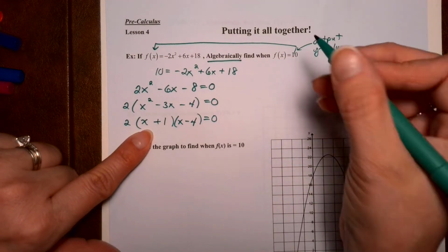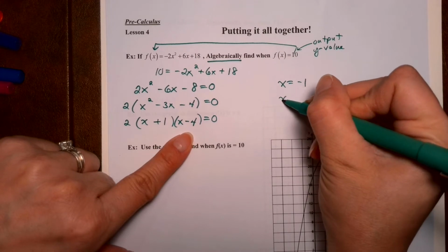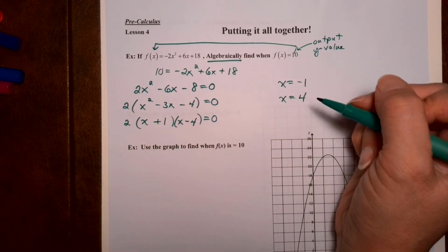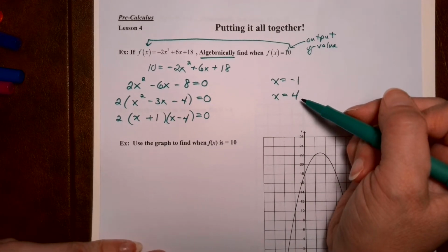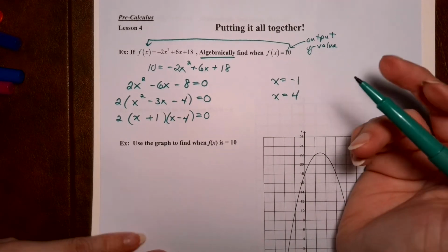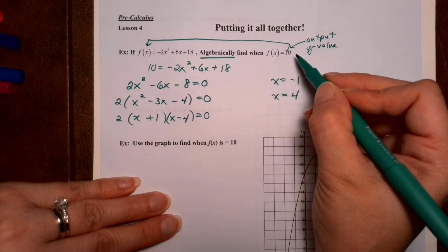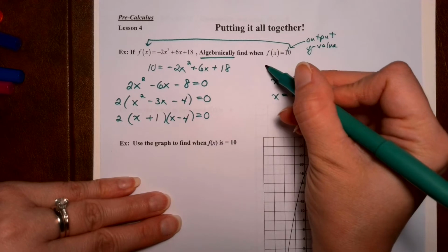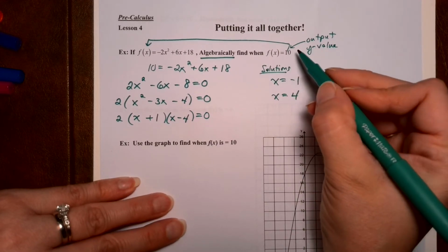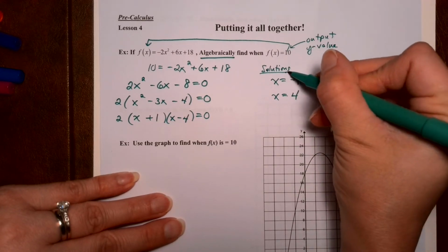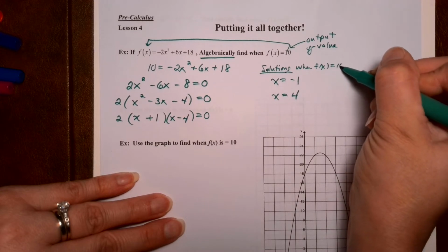So algebraically, find when f of x is 10. So when does that happen? That happens when x is equal to negative 1, and that happens when x is equal to 4. Are these x-intercepts? No, these are not x-intercepts. This is when f of x is 10. So these are solutions when f of x is equal to 10.